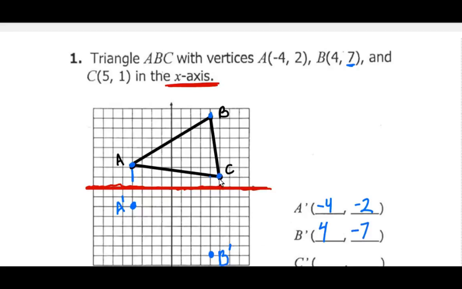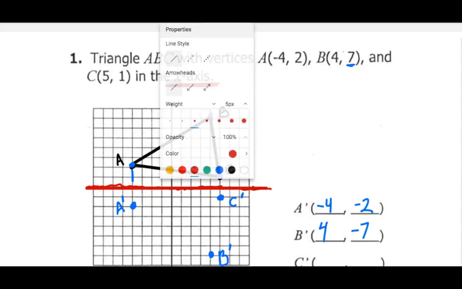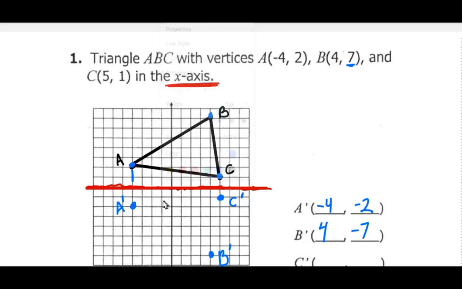C. Okay, so C is 1 unit above my line of reflection, so C prime will be 1 unit below. And then let's connect our points to make our new triangle. And let me make sure I put my C prime ordered pair. 5, -1. Okay.